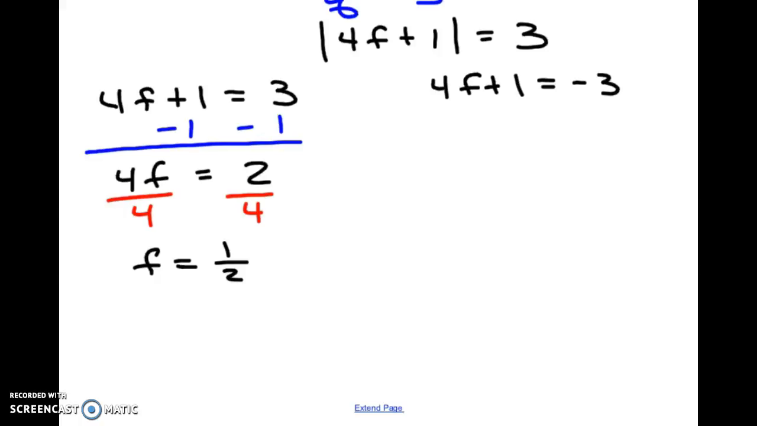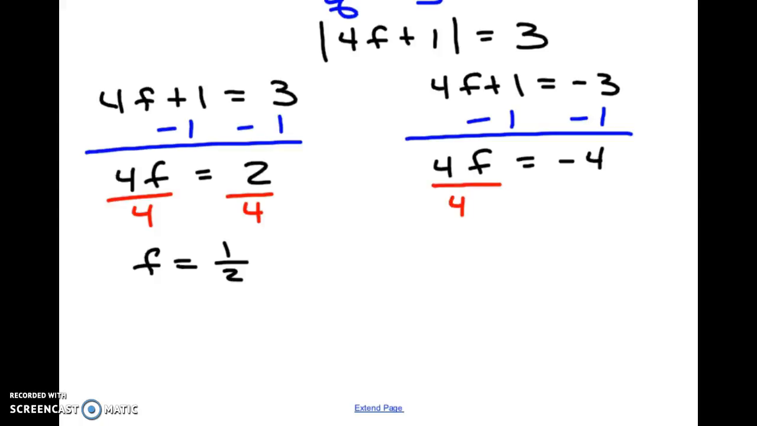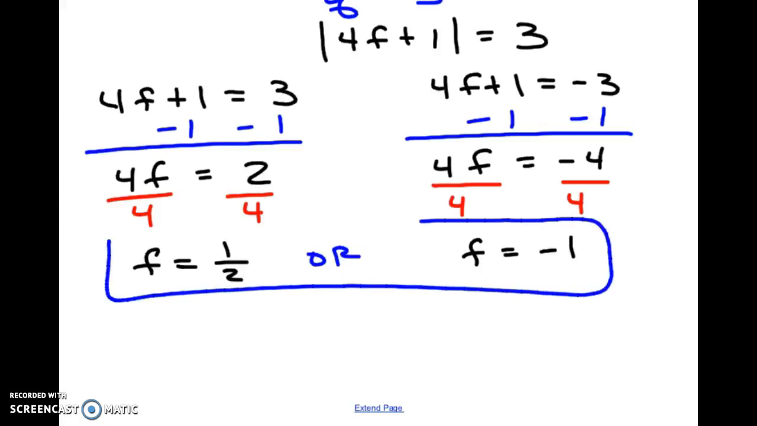Running through similar steps on the equation on the right, with the negative 3. We'd start by subtracting 1. Divide by the 4. And we would get f equals negative 1. Do not be panicked if you get fractions. It happens quite frequently when we deal with absolute value equations.